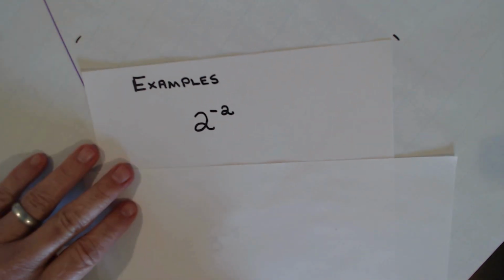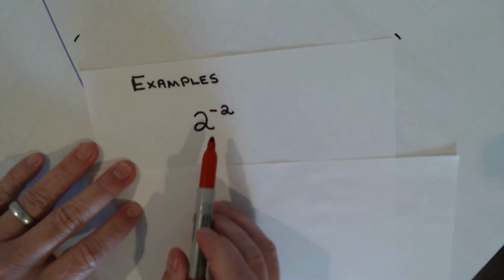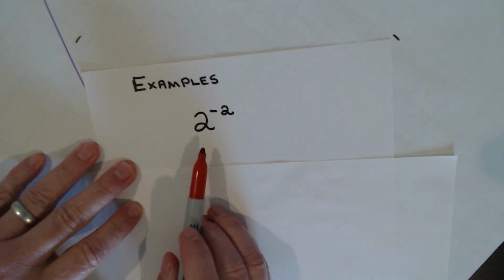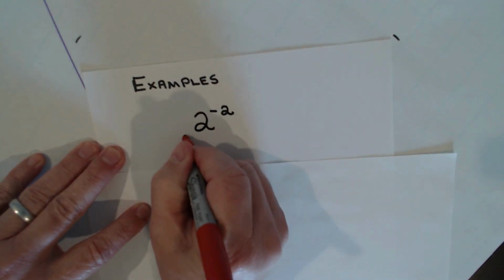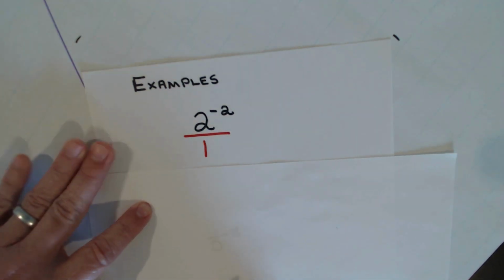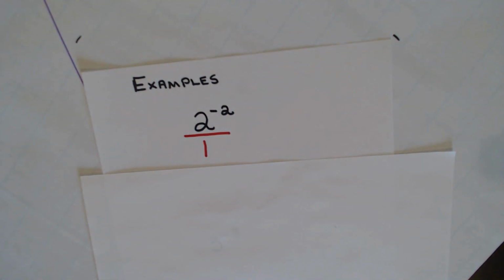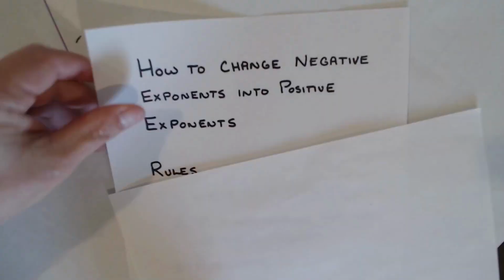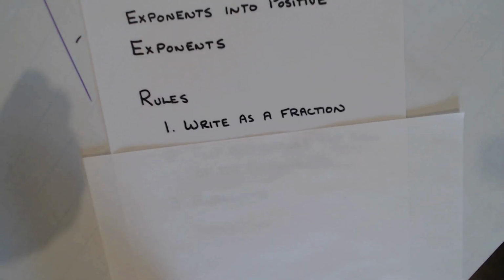At the school I'm at, the elementary teachers tell them to put pants on it. So that's what we're going to do. We're going to take whatever it is that has a negative exponent, if it's not already written as a fraction, and change it into a fraction by putting pants on it. Everything can be divided by 1, and it's not going to change what it is. So that's our first step: if it's not already written as a fraction, write it as a fraction. That's rule number 1.